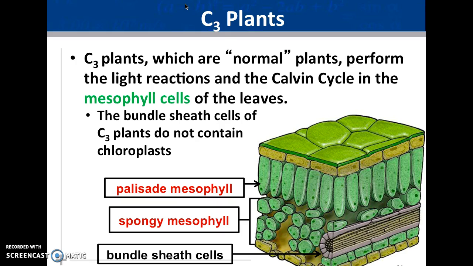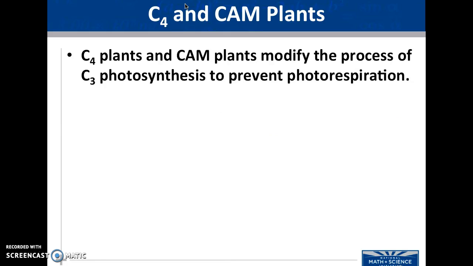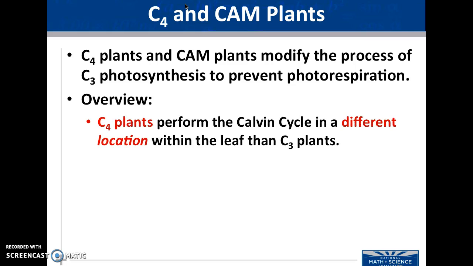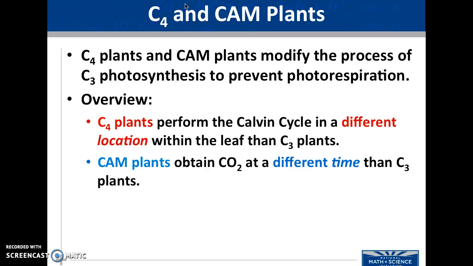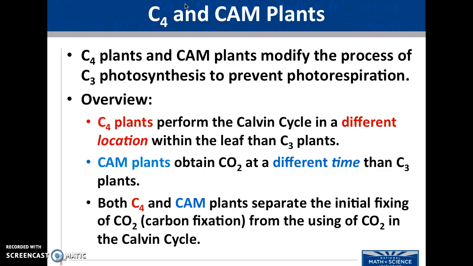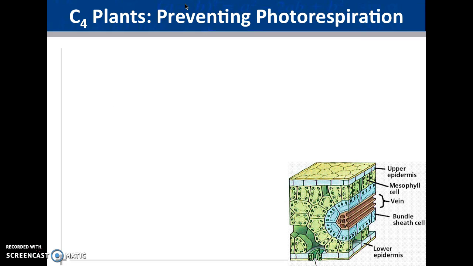So, back up. These C3 plants are normal plants. Photosynthesis occurs in the mesophyll. In our C4 and our CAM plants, they're going to modify that process. They will essentially do one of two things. C4 plants will perform the Calvin cycle in a different location to avoid that buildup of oxygen. CAM plants obtain CO2 at a different time than C3 plants, allowing them to open their stomata. Both of them separate the initial fixing of CO2 from the using of CO2 in the Calvin cycle.